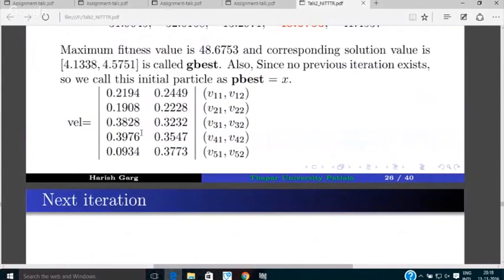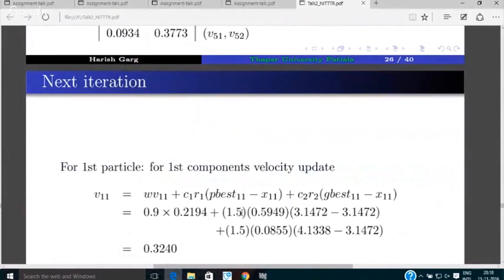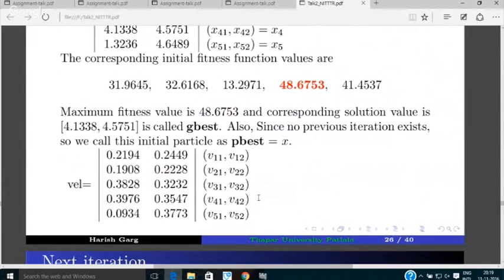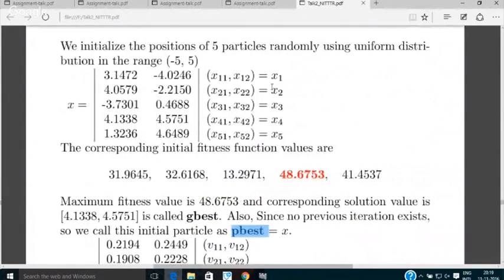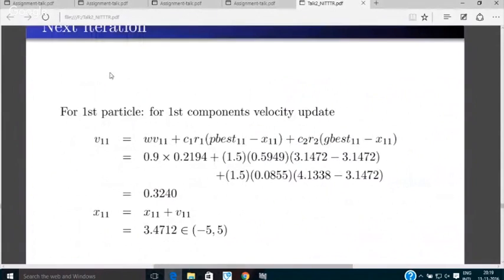So see, first particle, first component velocity is 0.2194. So this plus, as I said earlier, R1 C1, where C1 is 1.5. R1 is a random number which lies between 0 and 1, so here I use 0.5949. Then this is the personal best. See in the previous slide, personal best is X, so P best 1 means the X value of 1, which is 3.1472. So 3.1472 minus the original position. Original position and the P best initially in this case are the same.